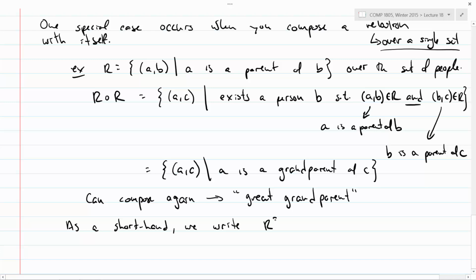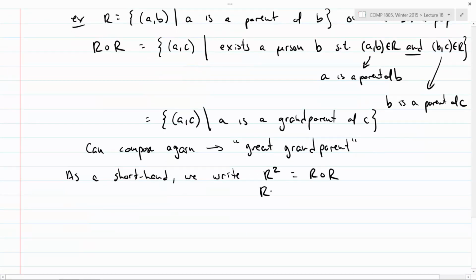So we write R squared to be R follows R. Right? And then we would write R cubed to be R follows R follows R. That's not a union, that's a follows. Maybe it should be completely explicit. Okay? And then we keep going like this. So this is exactly the same as R squared follows R. Okay, so that's how we do it. Any questions about that shorthand?